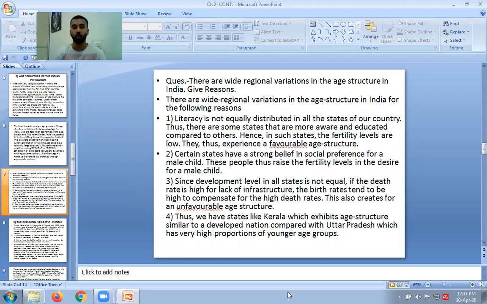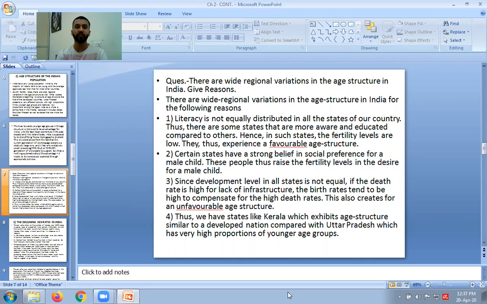Age structure of Indian population, right? So what kind of question comes out of this particular topic of age structure? We have discussed a lot about age structure. There are wide regional variations in the age structure in India. Give reasons. It is generally asked.